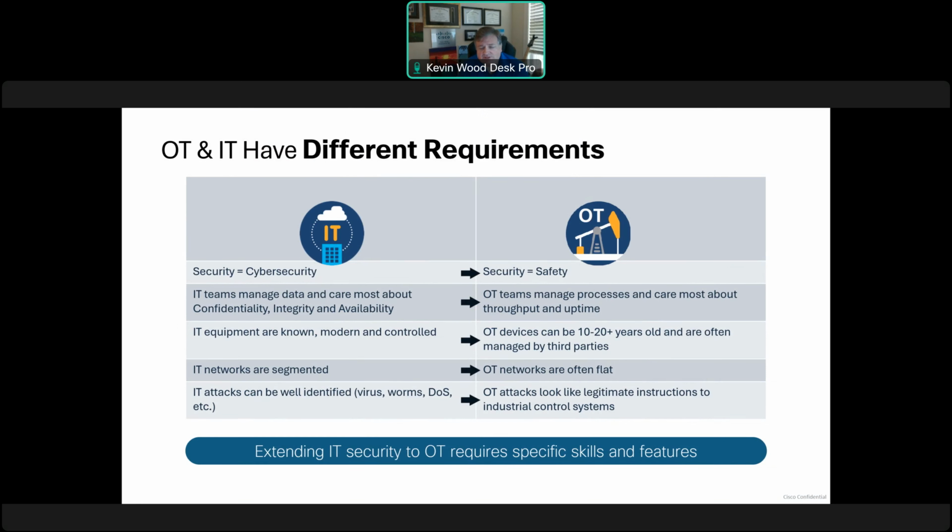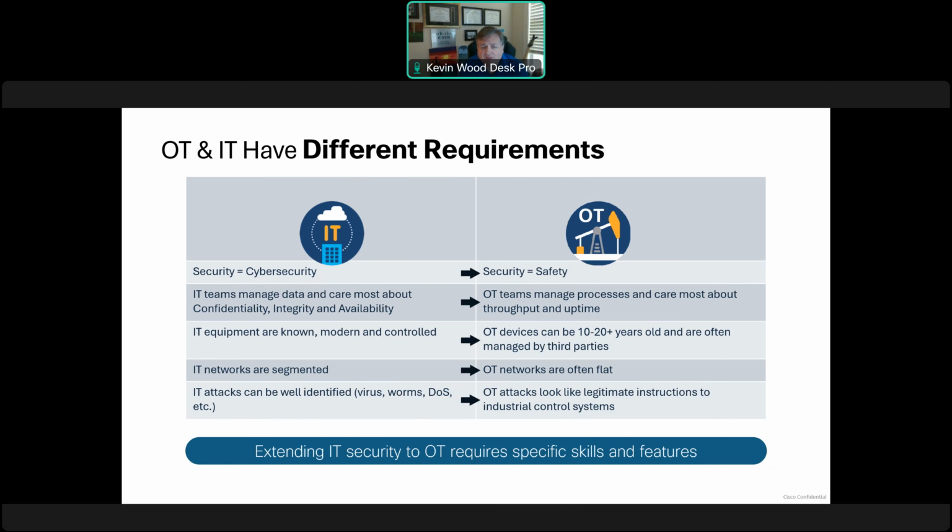But let's take a look at some terms here. If you're in an IT organization and you think about security, mentally you're going to gravitate towards cybersecurity. But if I'm in the OT side and I think about security, I'm thinking about safety, worker safety, plant safety, that type of thing. So it's really good when you get into conversations between these organizations and you mention security, what comes to mind depending on the role that you're in?